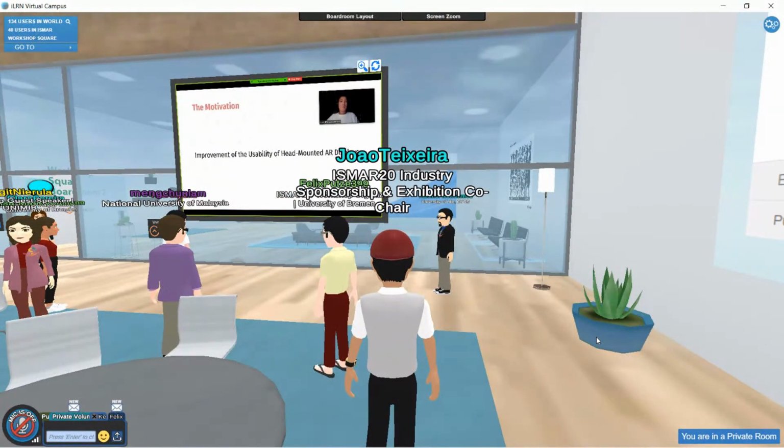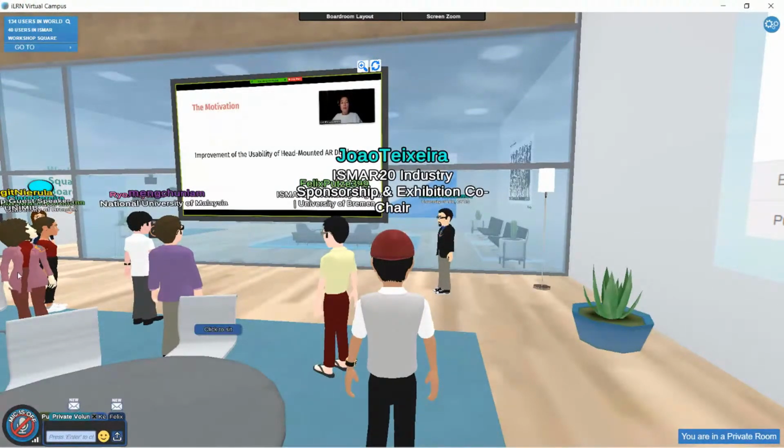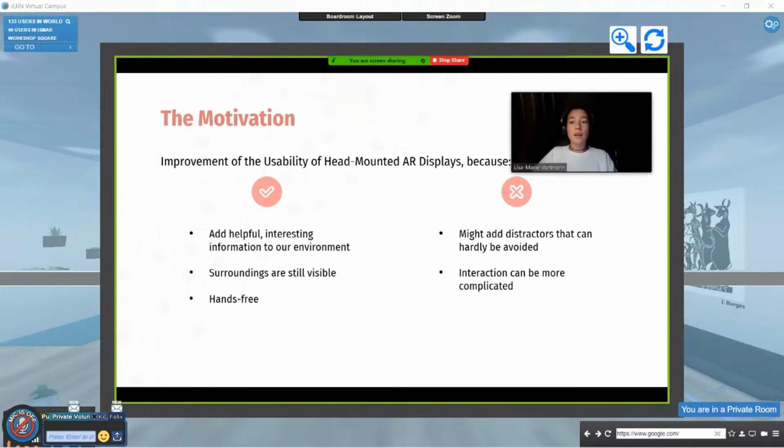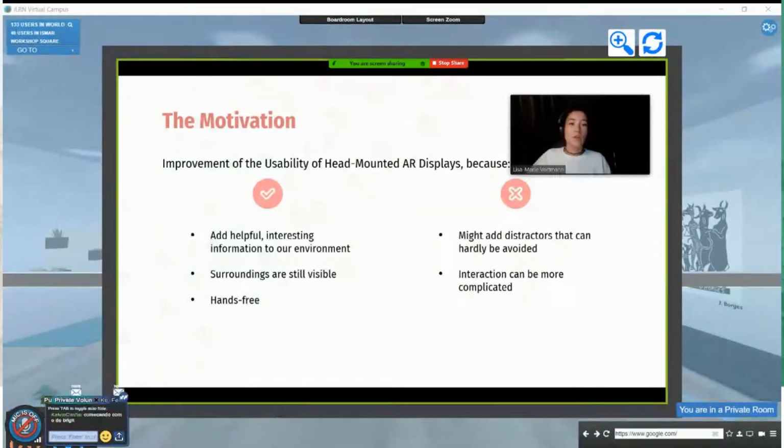Basically, the motivation for this research topic in general is to improve the usability of head-mounted augmented reality displays. That is because, on the one hand, head-mounted displays do add very helpful and interesting information to our environment, while our surroundings are still visible. And it has the huge advantage that it's hands-free and you don't have to hold, for example, a phone in your hands.